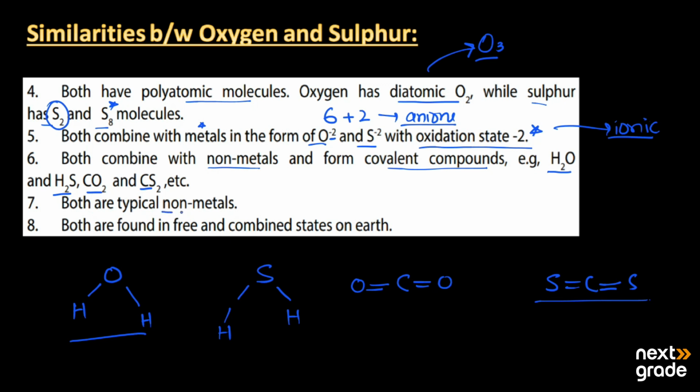Both are typical non-metals in nature. Both are found in the free and combined states in the earth's crust. So we have already learned about the occurrence: both are present in nature in free and combined states, in the atmosphere as well as in different combined forms with different types of elements.